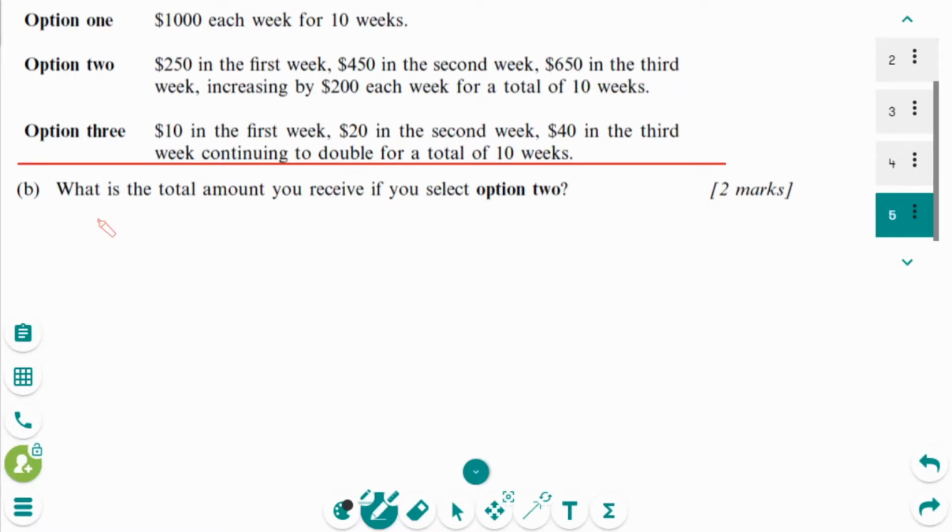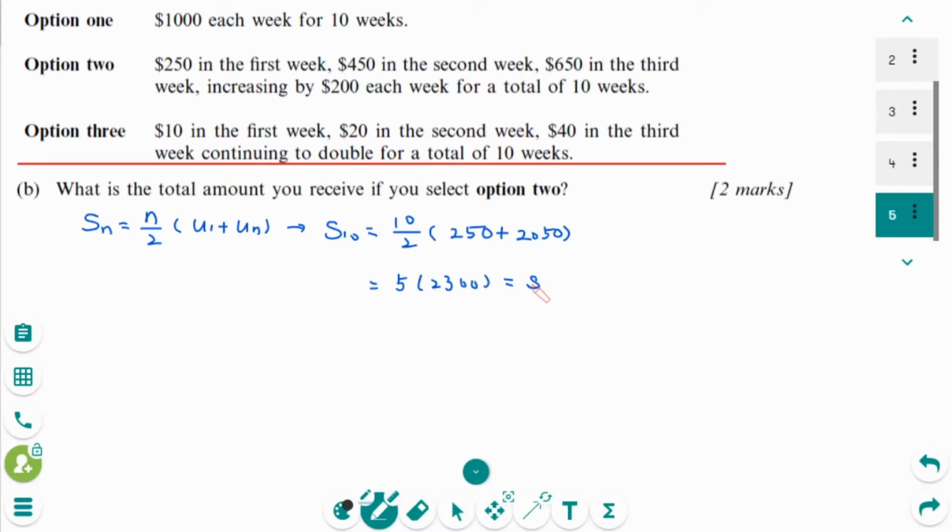Number B, Sn equals n over 2 times U1 plus Un. So S10 equals 10 over 2 times, first term is 250, then 10th term is 2050, equals 5 times 2300, which is $11,500.